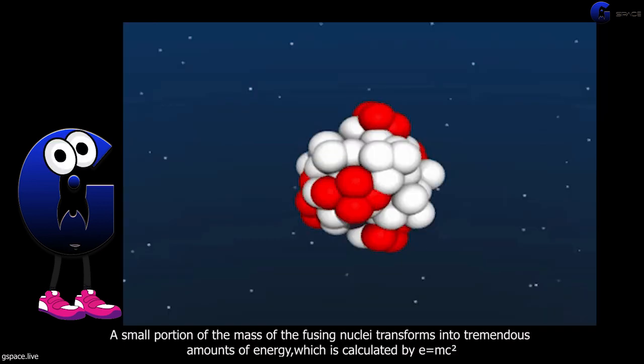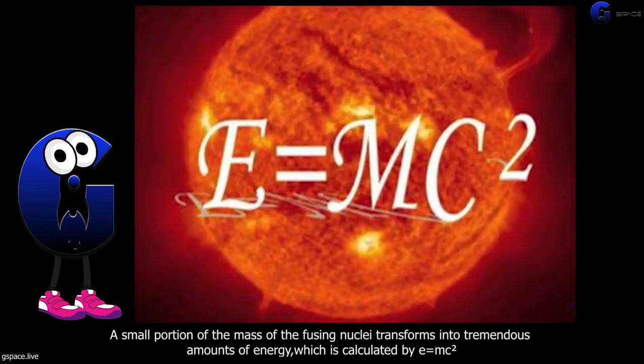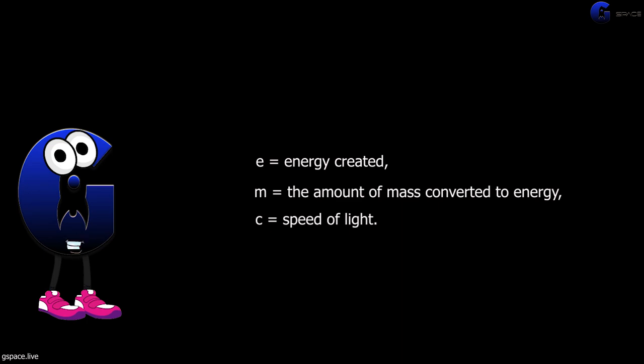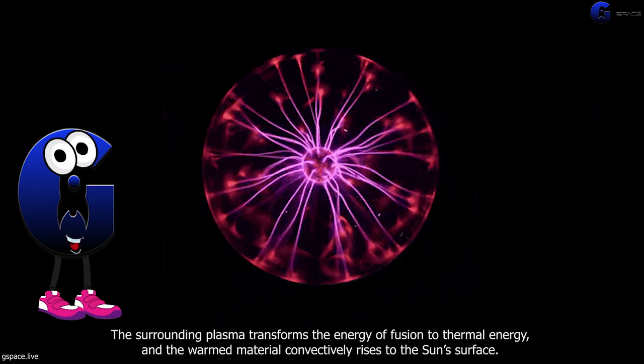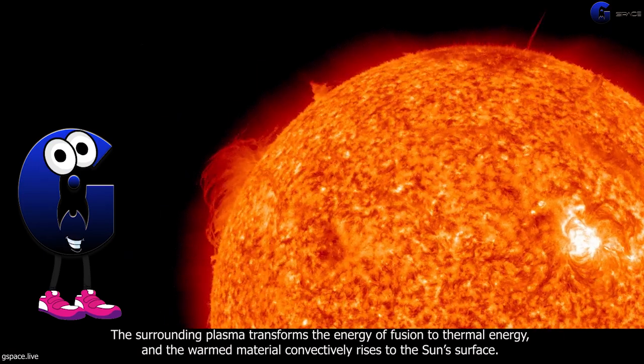A small portion of the mass of the fusing nuclei transforms into tremendous amounts of energy, which is calculated by E equals mc squared, where E equals energy created, m equals the amount of mass converted to energy, and c equals speed of light. The surrounding plasma transforms the energy of fusion to thermal energy, and the warmed material convectively rises to the Sun's surface.